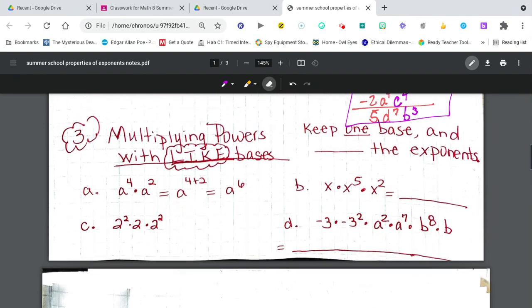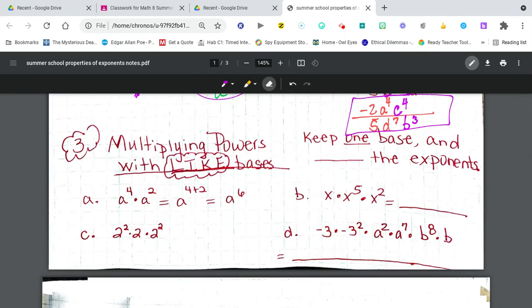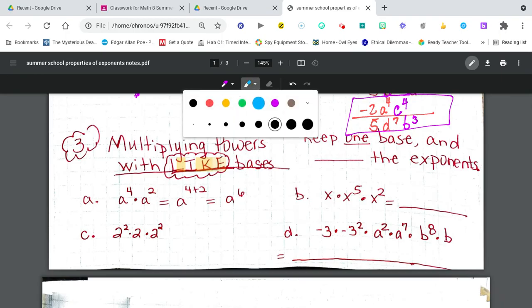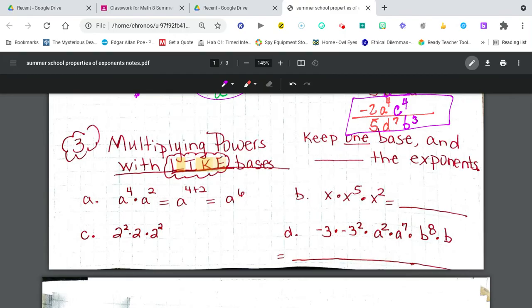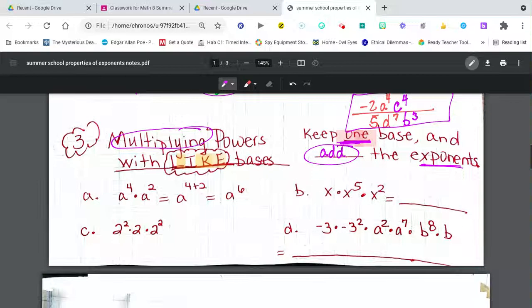Okay, let's take a look at 3. 3 says multiplying powers with like bases, and the key word here is like. Okay, gotta be like before you can use this rule. So your rule, once you see powers that have like bases, in other words, the bases are the same, you're going to keep only one base. You're going to keep one base and add the exponents. So just remember this. Multiplication of powers with like bases, you add the exponents. Okay? But you keep one base.